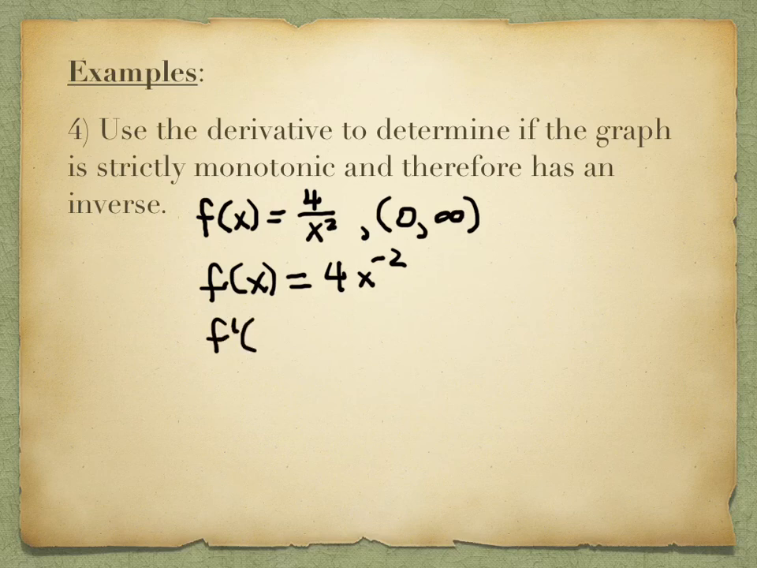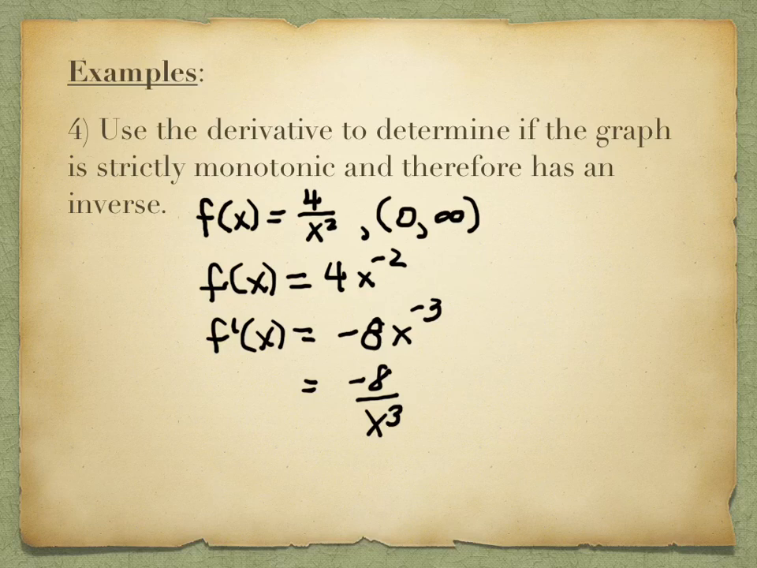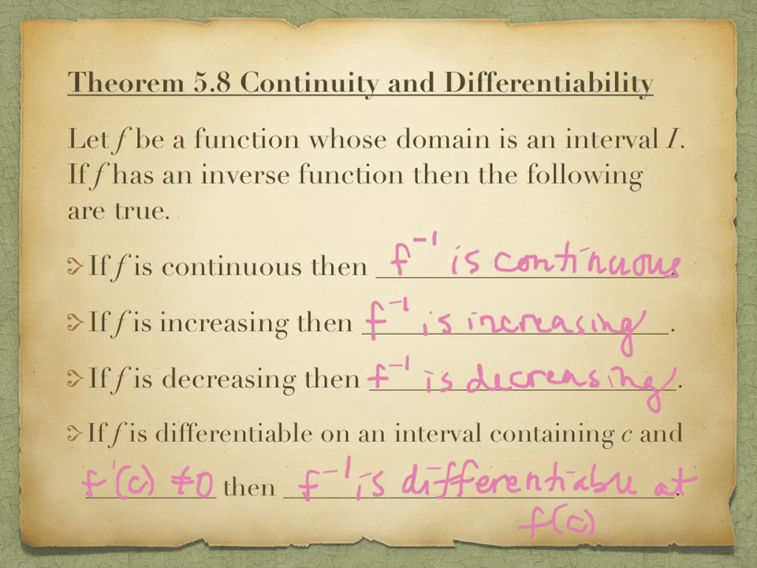Okay, so what's the derivative? Negative 8x to the negative 3. Is that good? And if you wanted to rewrite that in the notation it was originally given in, it would look like negative 8 over x cubed. All right, so look back at property number 4 from your theorem. Property number 4 says if f is differentiable on the interval containing c, and f prime of c is not 0.